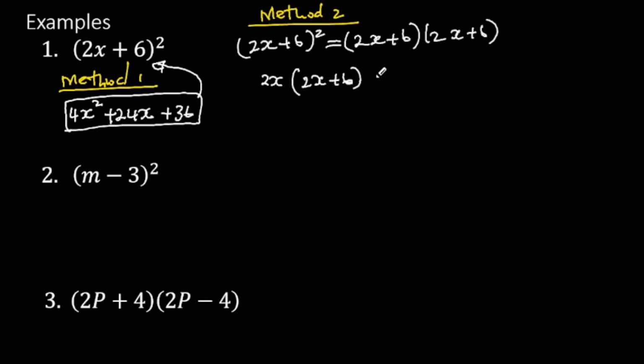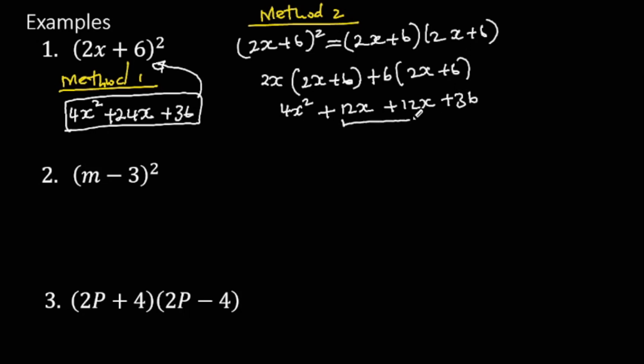Then you take the second element, you multiply by the entire second bracket, 2x plus 6. Then you need to expand these and put like terms together and simplify. So expanding the first bracket, 2x times 2x is going to give us 4x squared. Then 2x times 6 is going to give us plus 12x. Opening the second bracket, 6 times 2x is going to give us positive 12x. Then 6 times 6 is going to give us a positive 36.